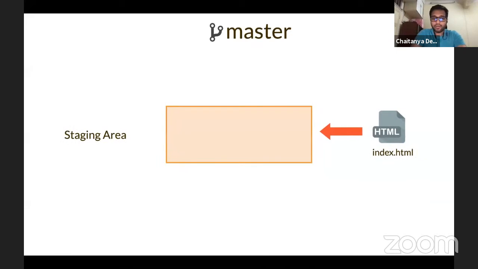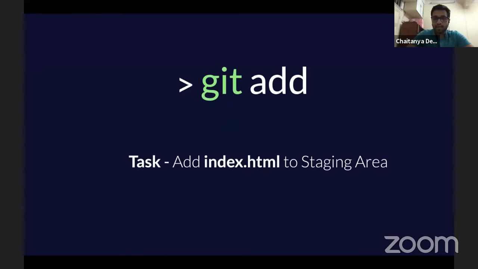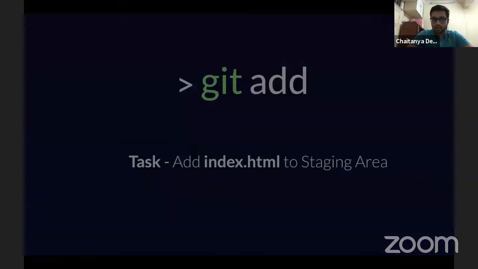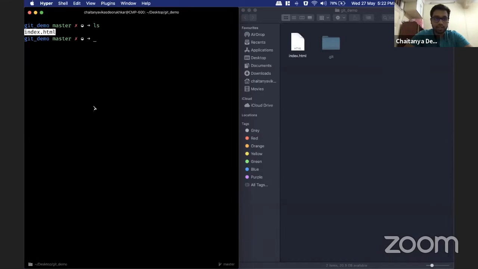Okay, so how do we move it to staging area? Since it's already in our working directory, we can use something called git add. So let's try and move our index.html to our staging area now. I'm going to show you my folder again. This is my terminal. This is the code repository, the Git repository, which I just created. And if I do ls here, which will list the files in Git demo, it has index.html.